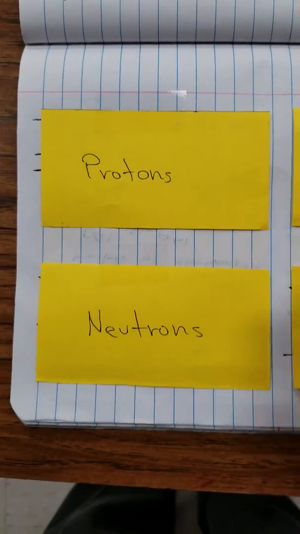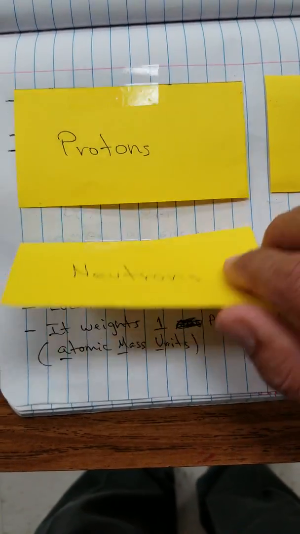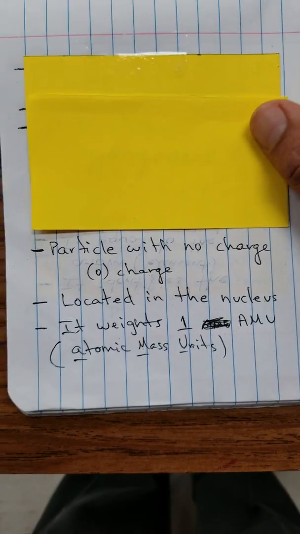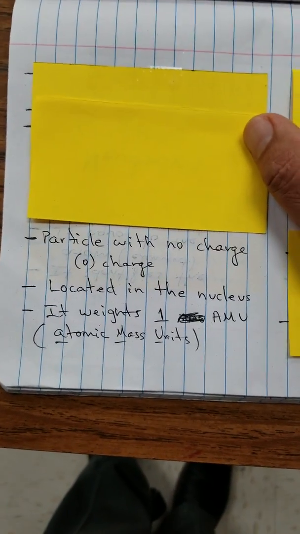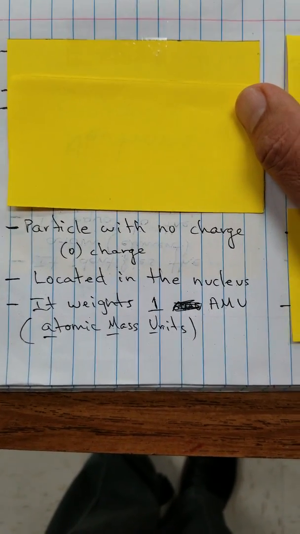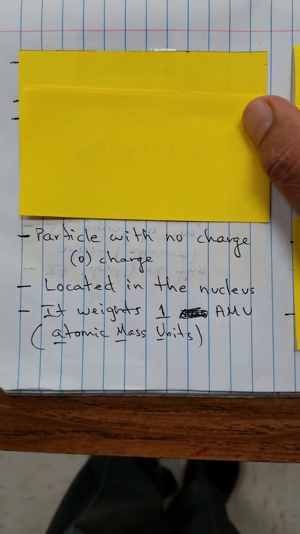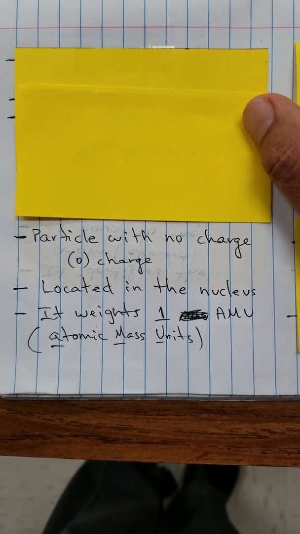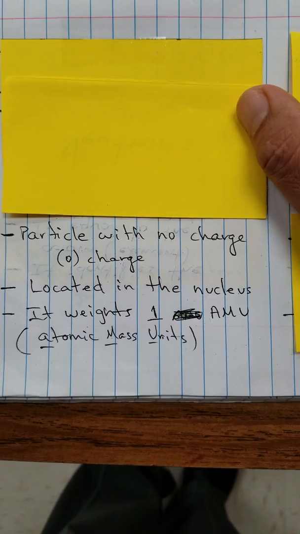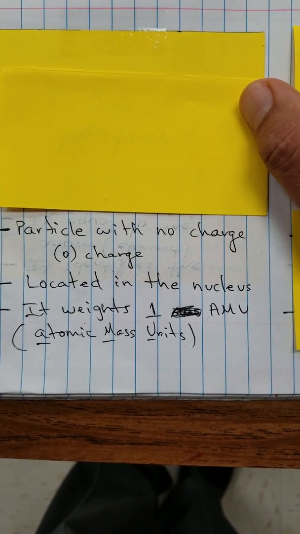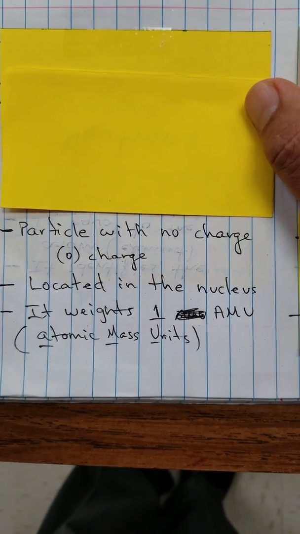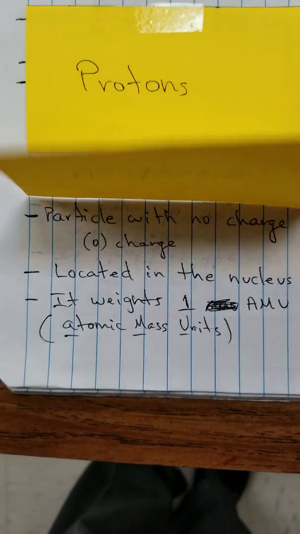Well, let's go over the neutrons, because the neutrons are also located inside the nucleus of the atom. These particles have no charge, or we can put 0 charge. They are located, once again, in the nucleus, and their weight is also 1 AMU. They weigh as much as the protons. 1 AMU is 1 atomic mass unit.